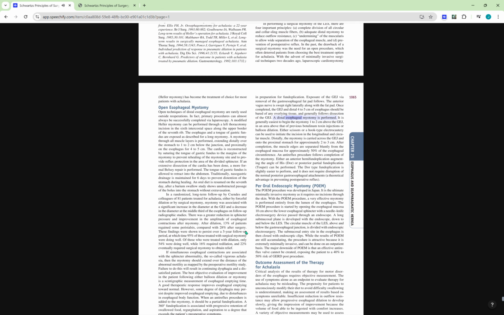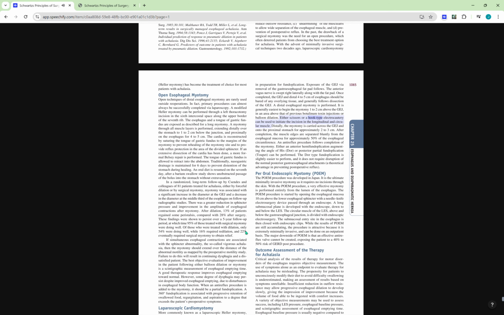A distal esophageal myotomy is performed. It is generally easiest to begin the myotomy 1 to 2 centimeters above the GEJ in an area above that of previous botulinum toxin injections or balloon dilation. Either scissors or a hook type electrocautery can be used to initiate the incision in the longitudinal and circular muscle.